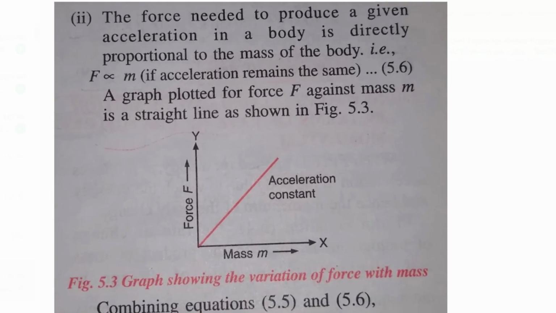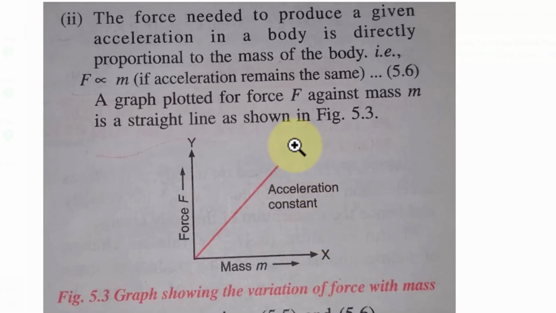Now this is the second one. The force needed to produce a given acceleration in a body is directly proportional to the mass of the body. Okay, so if acceleration remains constant, in the second case here, the force required to produce acceleration in the body depends upon the mass of the body. More mass, more force is required.